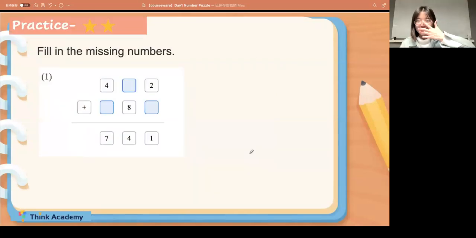Very well done. Okay, then we can have one difficult question. Are you ready? So for this question, we want to fill in the missing numbers. And so which column will we start? 1, 2, 3.